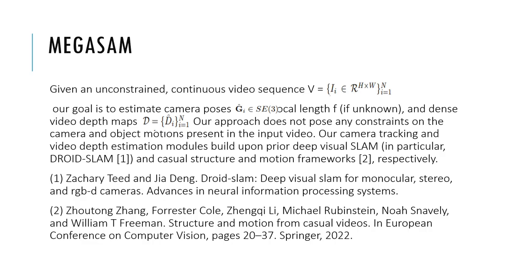Our camera tracking and video depth estimation modules build upon prior deep visual SLAM, which is nothing but DROID-SLAM, and a casual structure and motion framework respectively. Here DROID-SLAM is the model taken from Deep Visual SLAM for monocular, stereo and RGB-D cameras, Advances in Neural Information Processing Systems, a paper published in 2021 by Zachary Teed and Jia Deng.